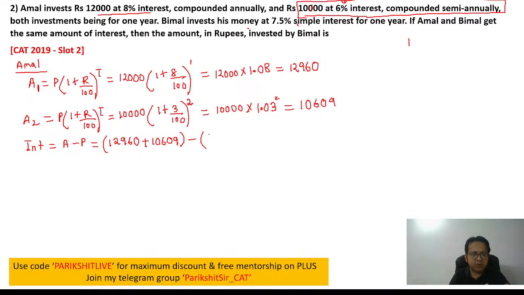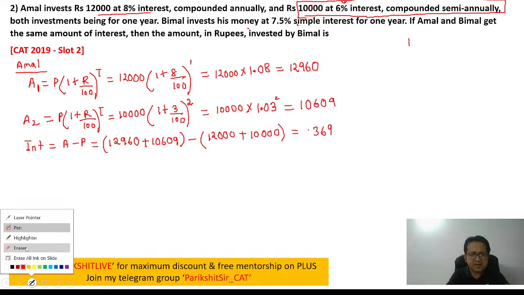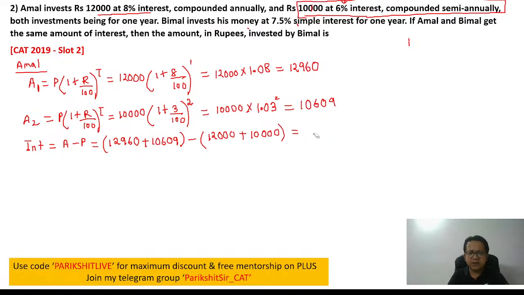Total money, initially you put 12,000 and then you put 10,000. So how much is this? Can you do the calculations? Oh, total, you have to add it, right? Total amount minus the total principal. Can you tell me how much is this? Again, I'm doing the calculations at my end.